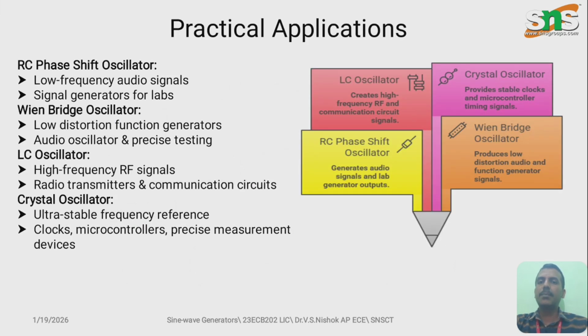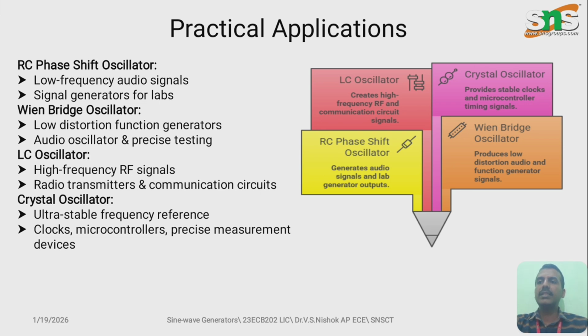And coming to the practical applications, since the 3 classifications use different sorts of circuits in order to control the frequency: the RC phase shift oscillator, with less stability, provides low frequency audio signal applications, and it will be used for simply generating the sine waveform. And then coming to the Wein bridge oscillator, with high stability, it will have low distortion, and it will be used for function generators, audio oscillators and precise testing.